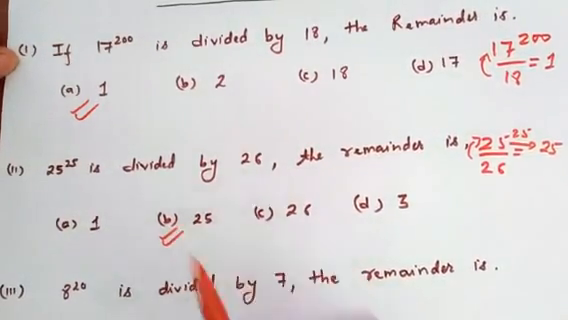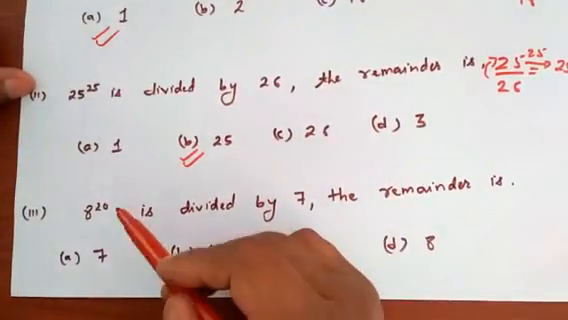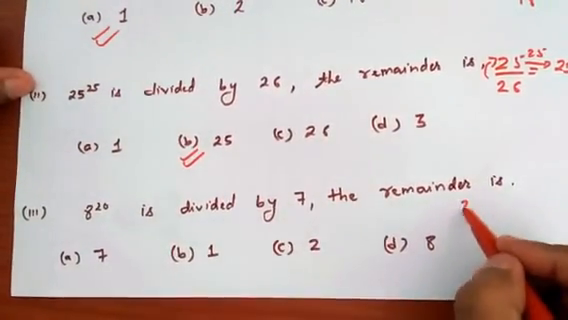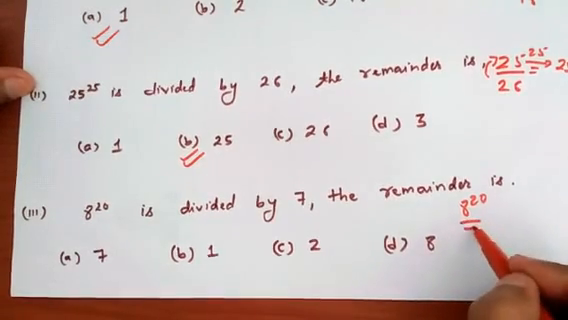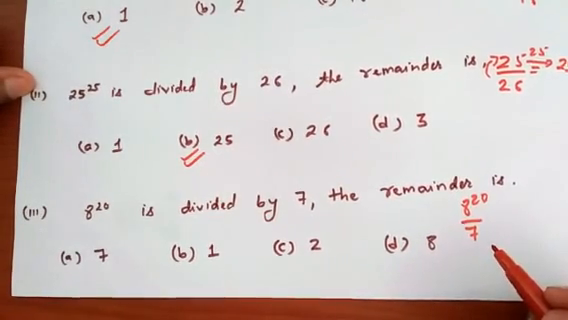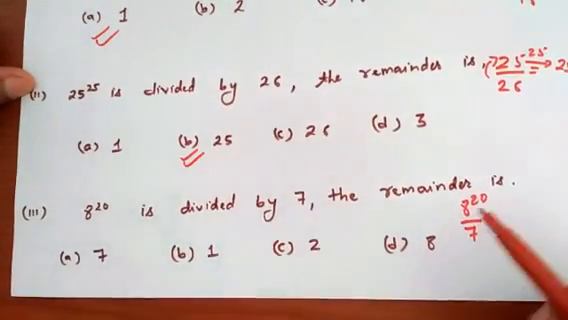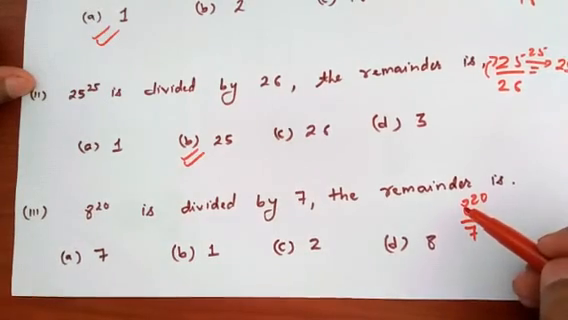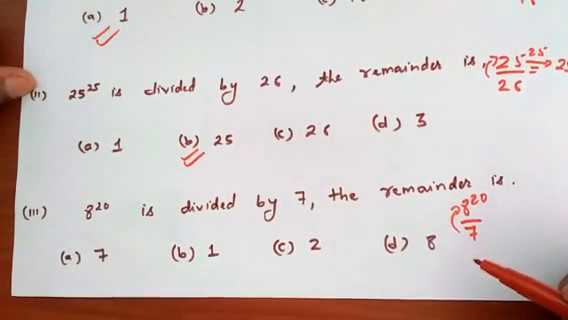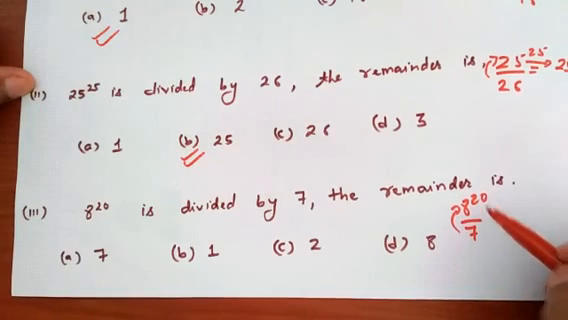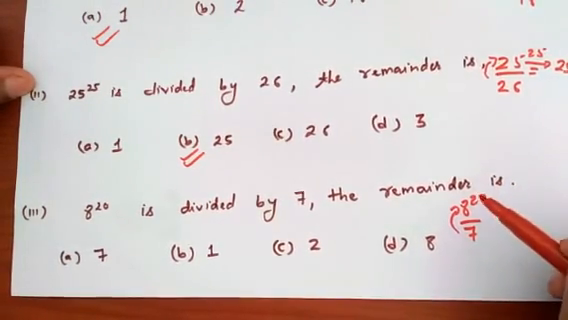Fine. Then the last one: if 8 to the power 20 is divided by 7. Now you can see this format: the numerator is greater and the power is even. If the numerator is greater, then you don't have to look at the powers, whether odd or even. You just see the numerator is greater, then the answer will always be 1.